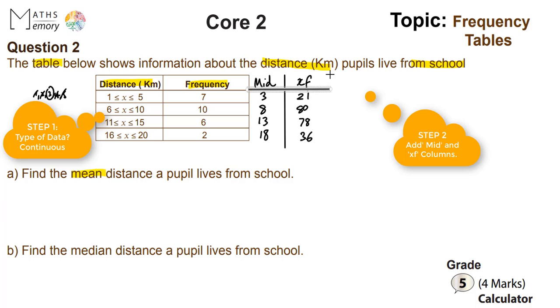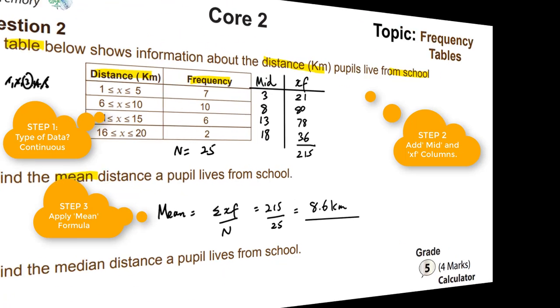What we'll do now is add all of these xf values. If we do that, we get an answer of 215. 215 is the sum of this column xf. If you add the frequency column, you get 25, which means 25 pupils altogether live 215 kilometers collectively. So one pupil must be 215 divided by 25.